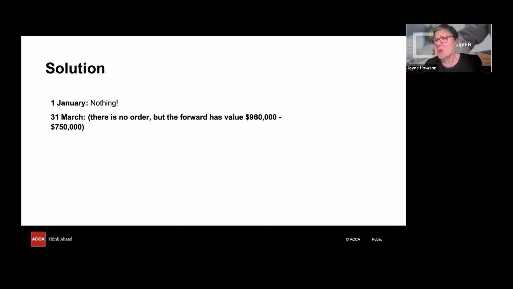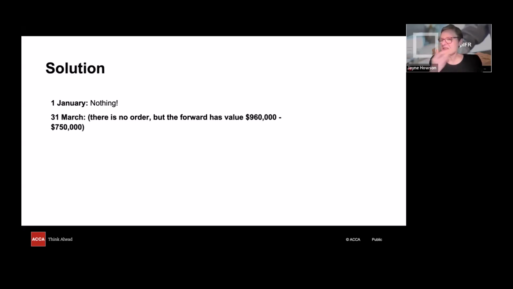Now, there's no order yet. I've got the order, but there's no goods yet. There's no delivery. There's no sale. But this forward has actually changed in value. And what I need to do is to reflect the derivative on what that's got in terms of worth to me.